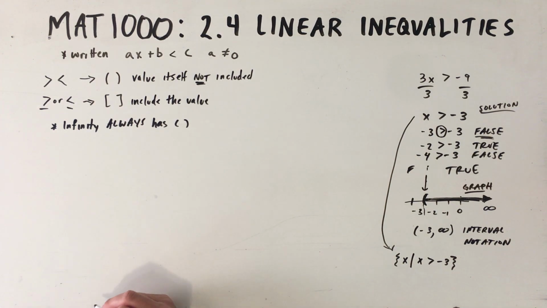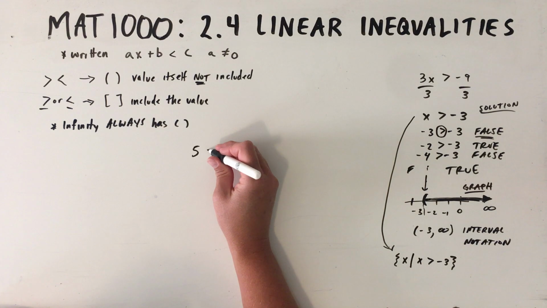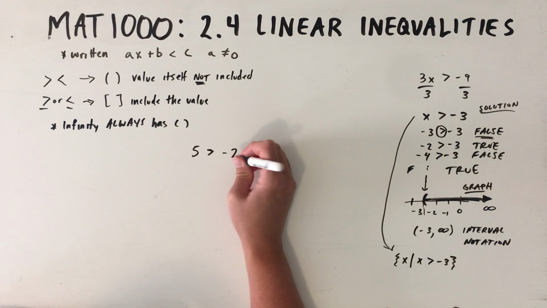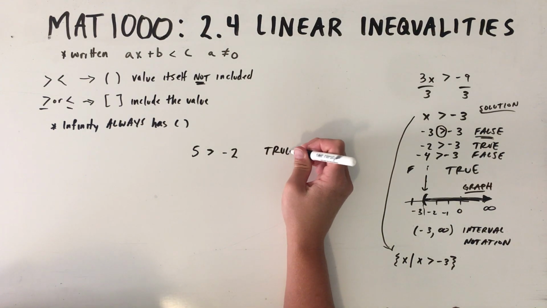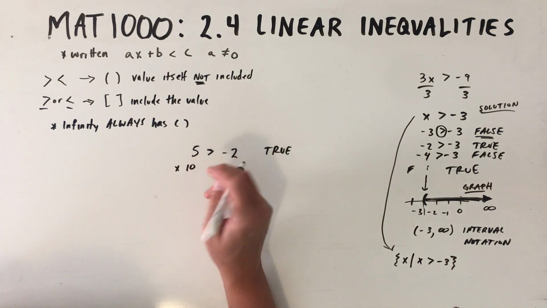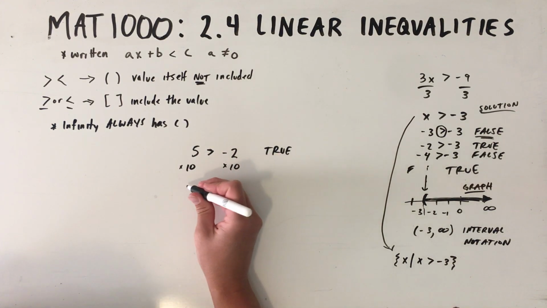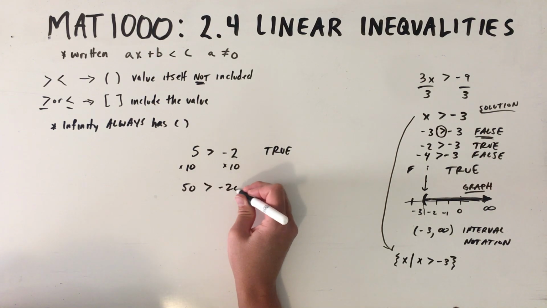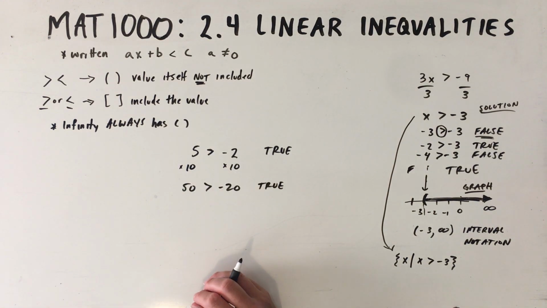If I start with this statement, 5 is greater than -2, and this is a true statement. Okay, and then I say times this side by 10, and times this side by 10. Then I get that 50 is greater than -20. This is still a true statement. So this is a property that says I can multiply both sides of the inequality by the same thing, and as long as I do, it'll remain true.